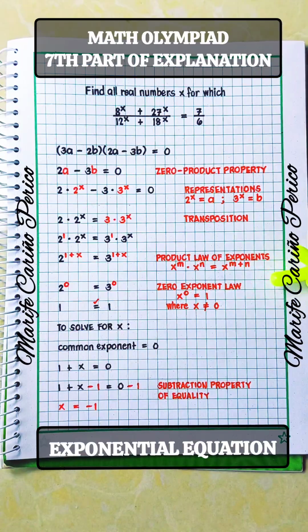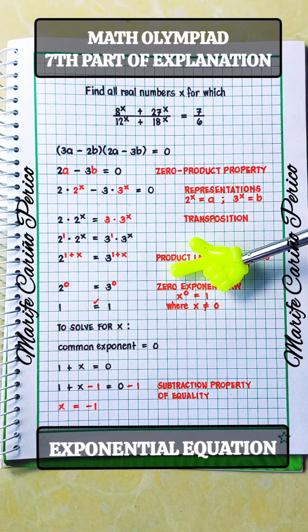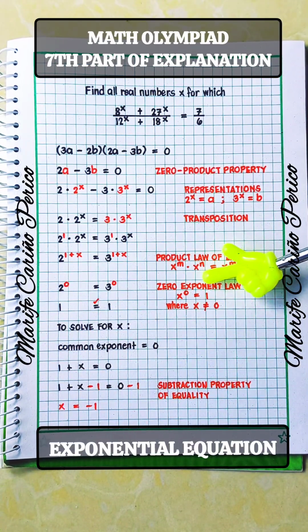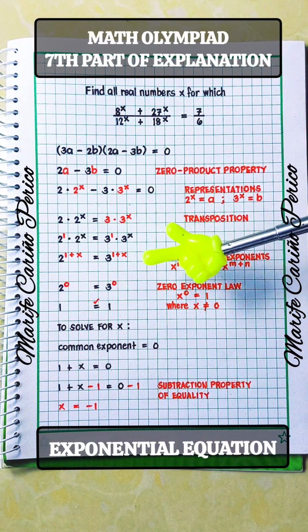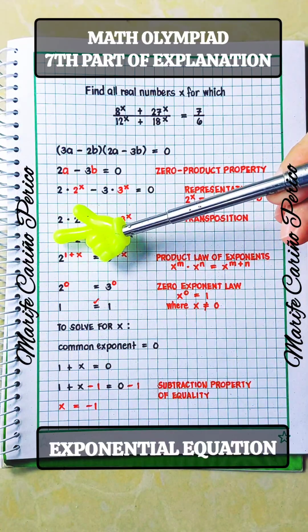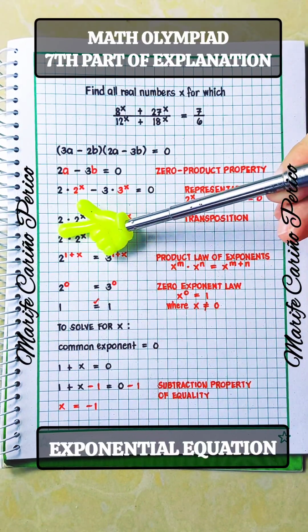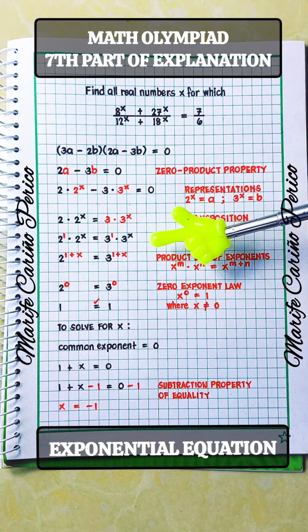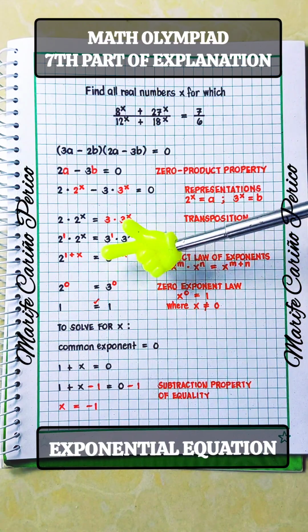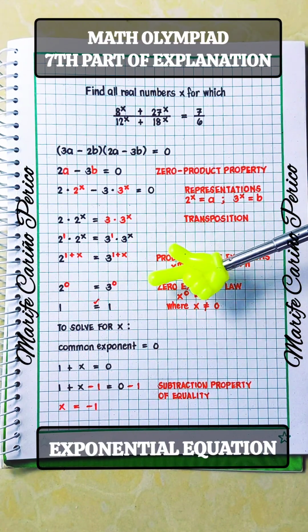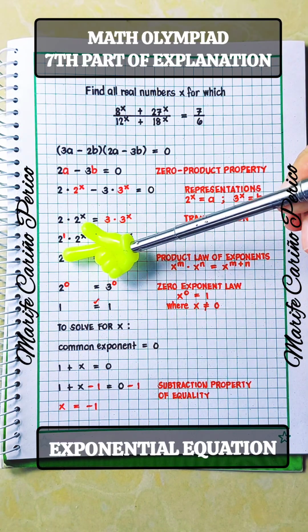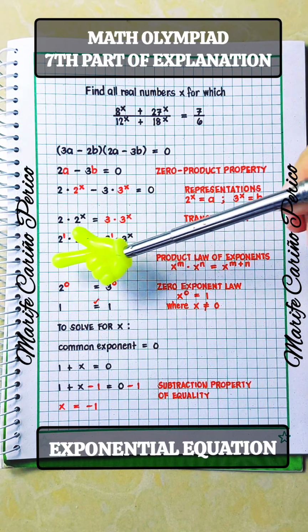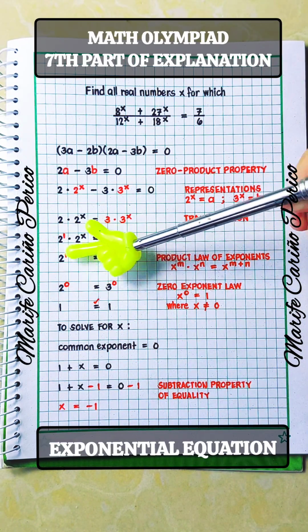Based on the product law of exponents, when we multiply exponential expressions with the same base, keep the common base, then add up the exponents. By application of this law into this equation, we keep the common base 2, then add up exponents 1 and x. We keep the common base 3, then add up exponents 1 and x. We now have this resulting equation wherein we have 2 exponential expressions with different base numbers but with the same exponent.